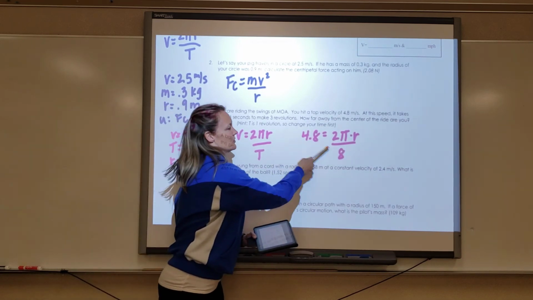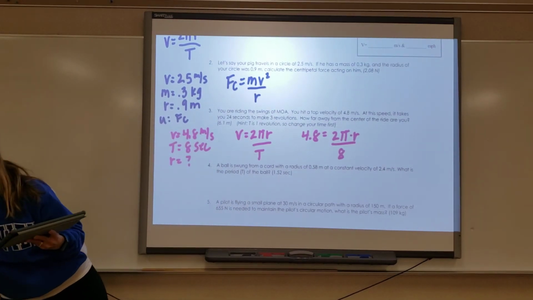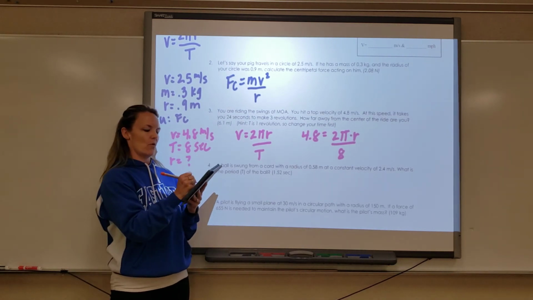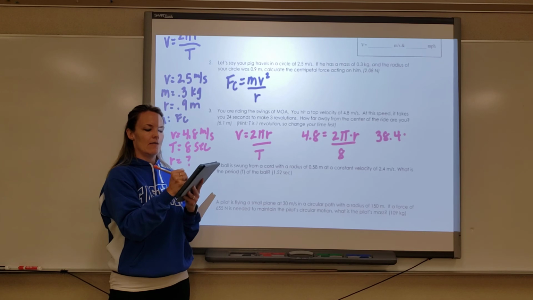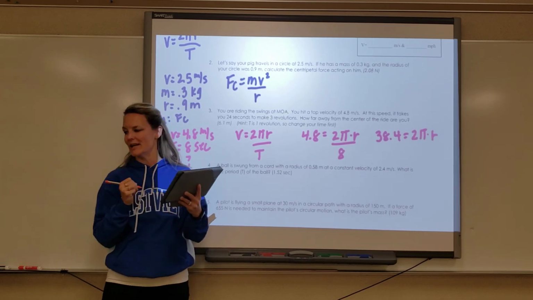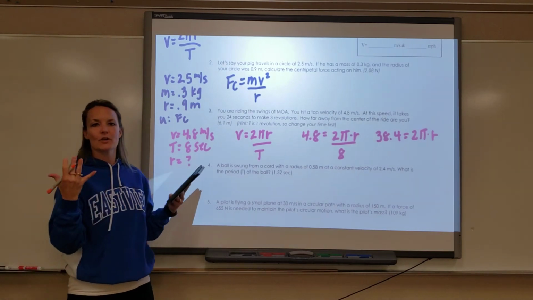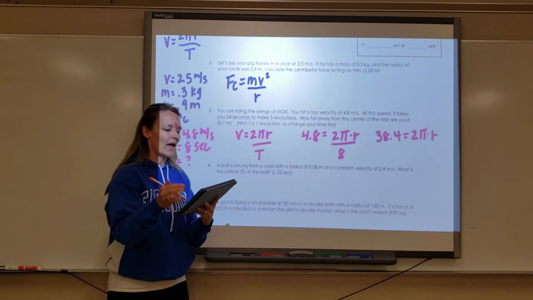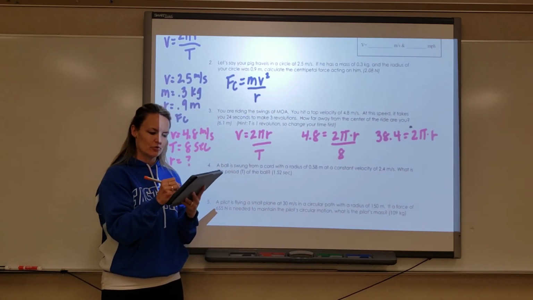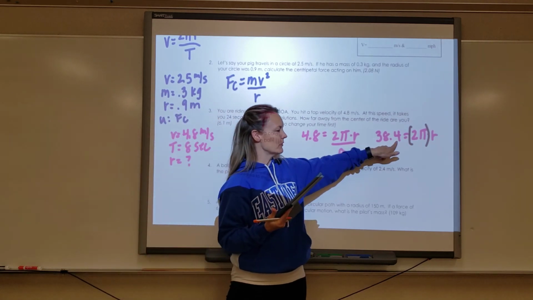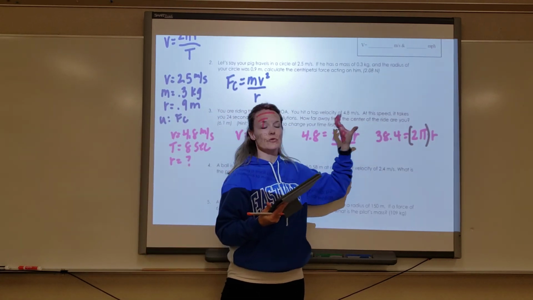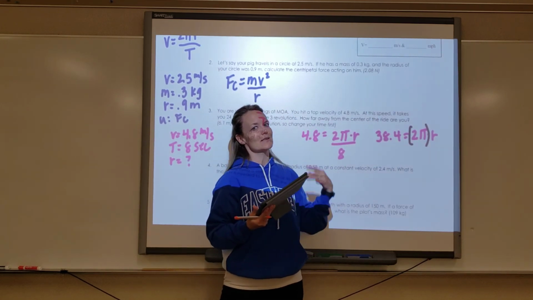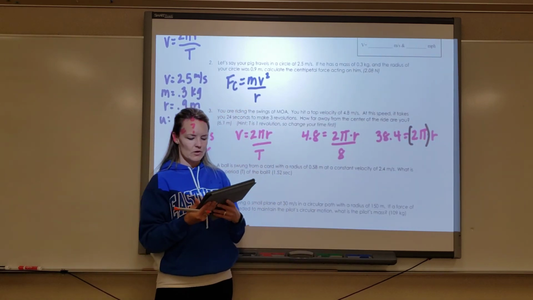The first thing that I have to do is multiply the 8 to the other side, and I get 38.4. And that's equal to 2 times pi times the radius. From here, if I'm going to use my pi button, when you divide by the 2 pi, you have to put the 2 pi in parentheses. So if you're going to take 38.4 divided by 2 times pi and just use the pi button, you have to remember to put that in parentheses. Otherwise, your calculator does its order of operations different than you want it to.